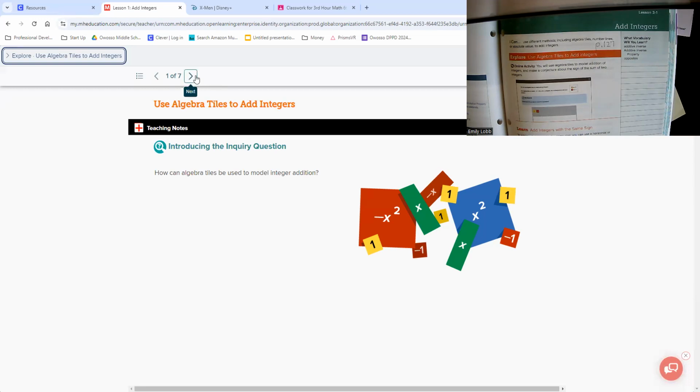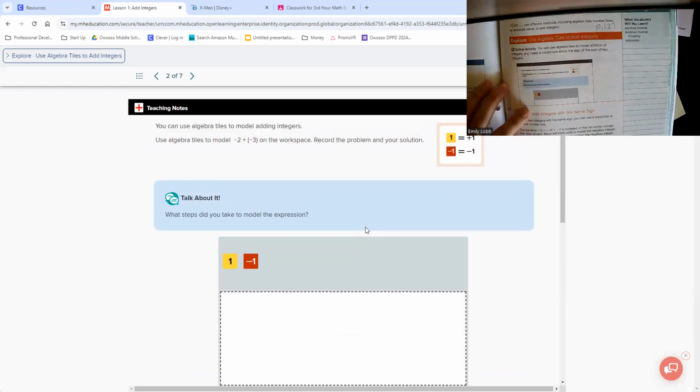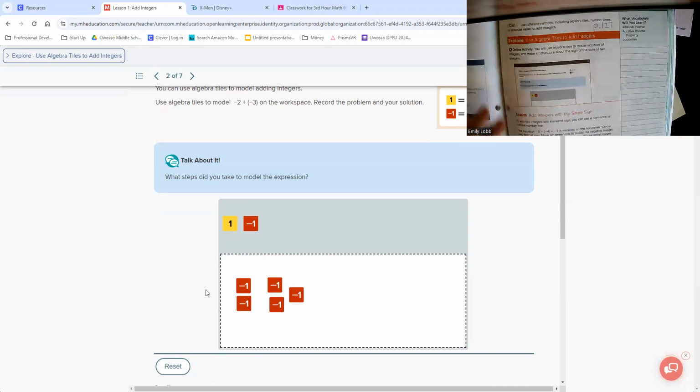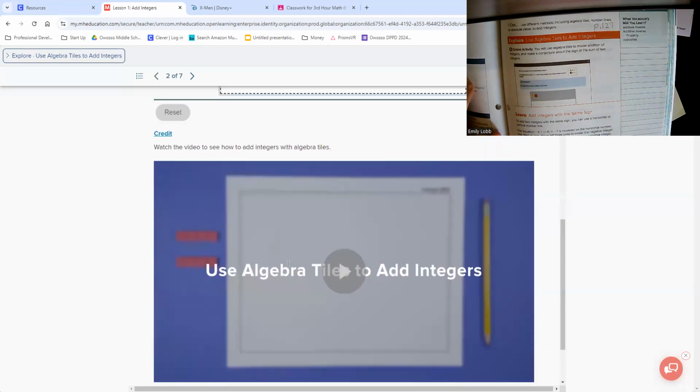All right. So here is how we would use algebra tiles. If I have 2 negatives, I would grab 2 negatives. Would you agree that this would equal -2? And then I'm going to combine it with 3 more negatives. 1, 2, 3. Notice if I'm adding these up, I have a total of how many? 5 negatives, right?